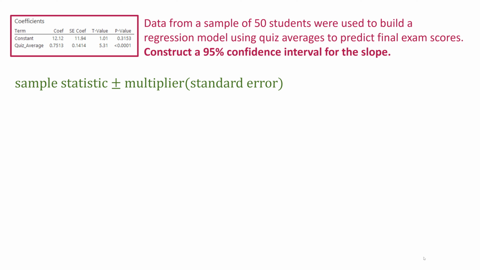This is the general form of a confidence interval: sample statistic plus and minus the multiplier times the standard error. We're constructing a confidence interval for the slope, so our sample statistic will be the sample slope. The multiplier will be a t-multiplier with degrees of freedom equal to n minus 2. The standard error will be the standard error for the slope.